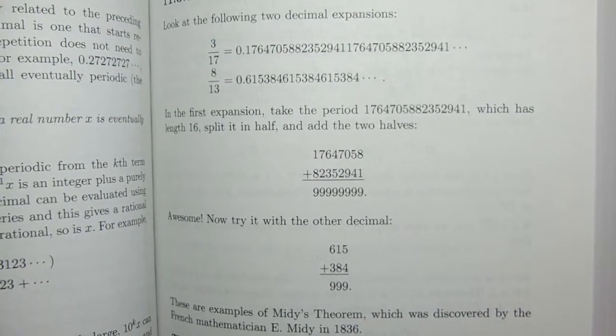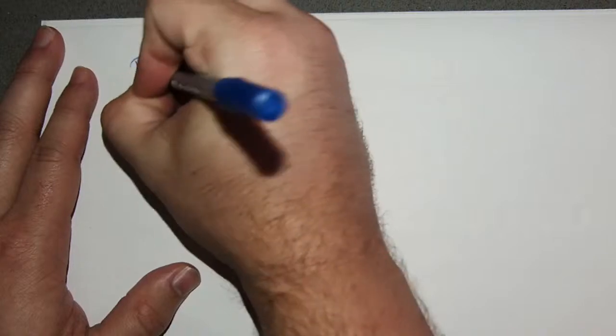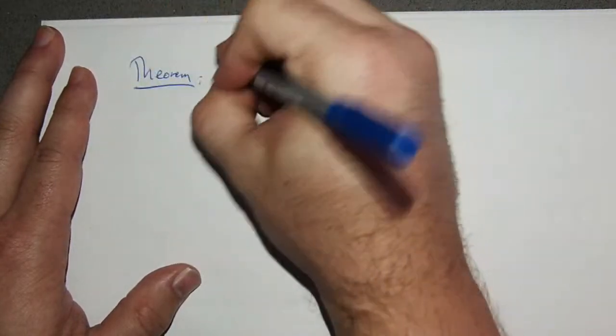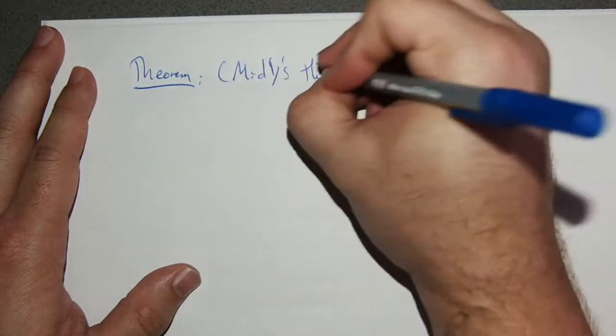Okay. So this pattern was noticed in the early 1800s. And this pattern is called Midy's theorem, or maybe Meady's theorem. I can't remember. I think he's French, but I'm going to have to refocus my camera. Oh, there we go. Yes, okay. So this is Midy's theorem.